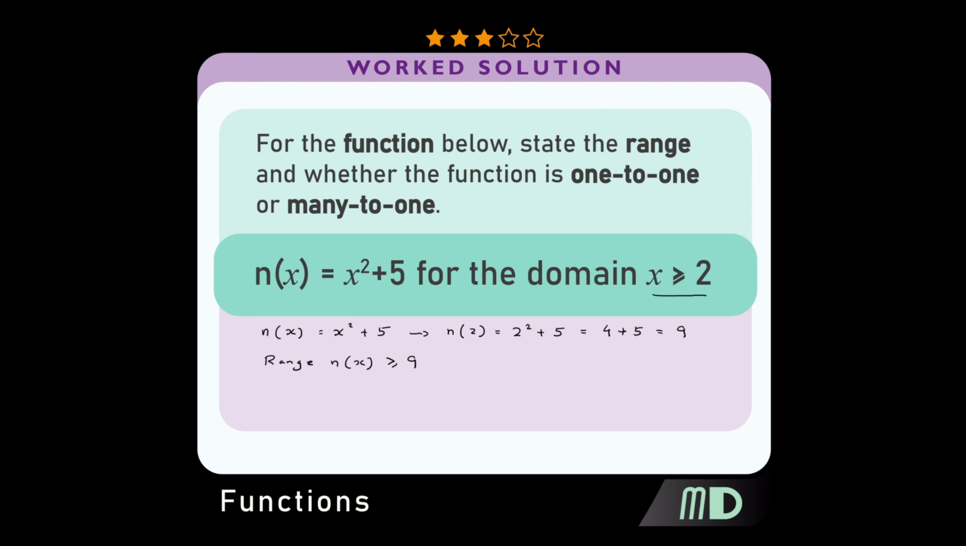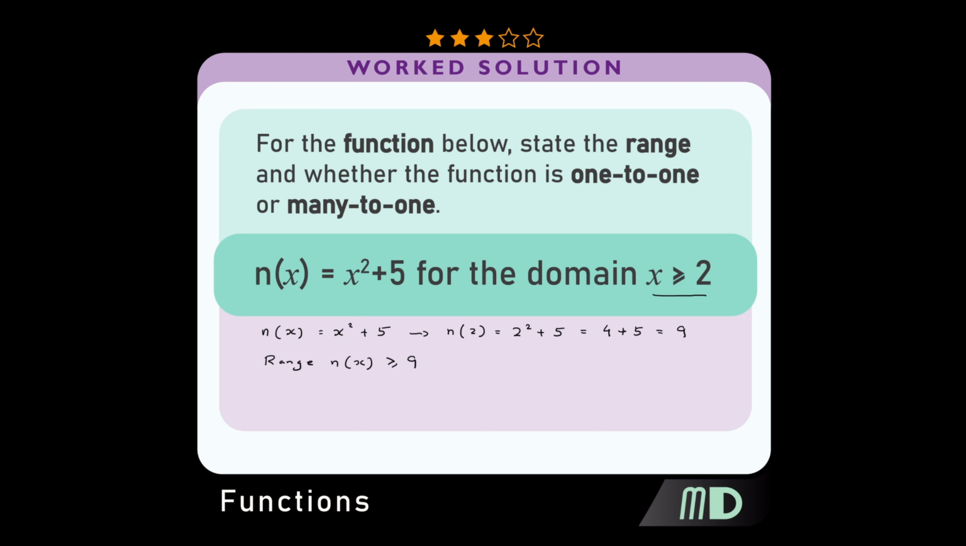The function x squared plus 5 is a parabola. In other words, a quadratic function. That means that if its domain were all real numbers, every output value has two distinct input values, either side of the vertex, making it a many-to-one function.